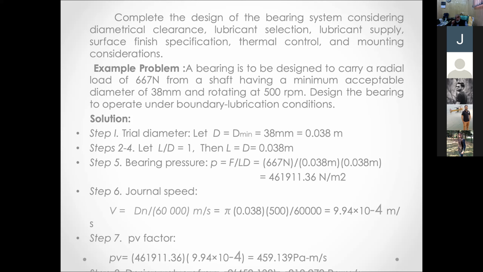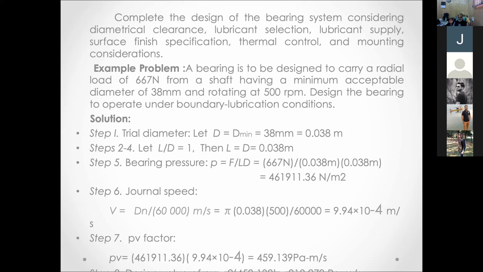Just by the numerical, by finding the values of PV and wear, you cannot escape from the design of the bearing completely. So I am giving a small example first of all: a bearing is to be designed to carry a radial load of 667 Newton from a shaft having a minimum acceptable diameter of 38 mm and rotating at 500 RPM. Design the bearing to operate under boundary lubrication conditions.